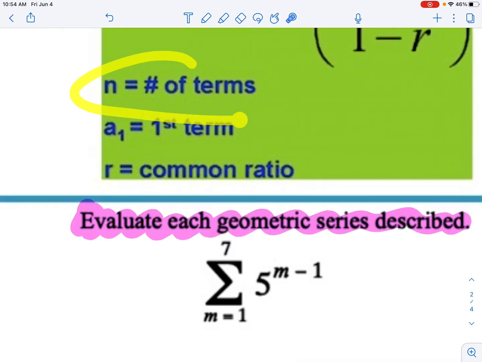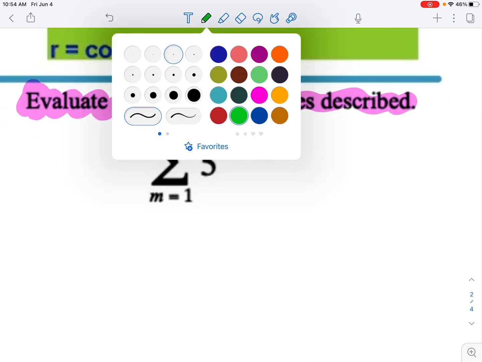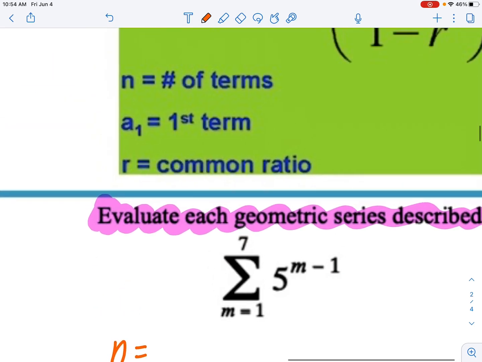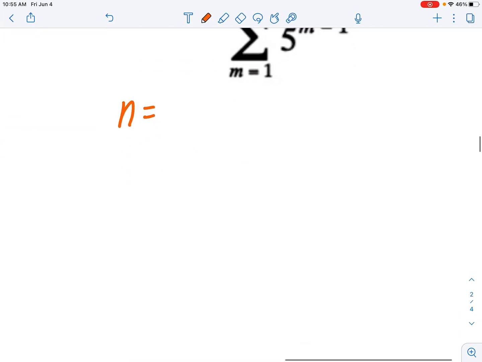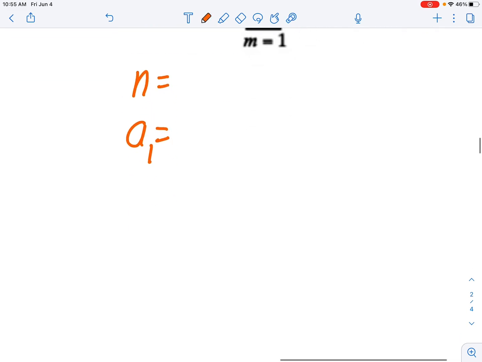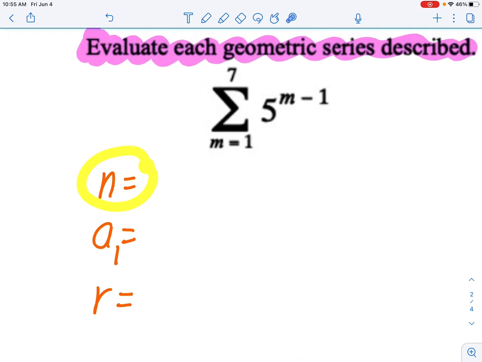So what do we need here? We need n, the number of terms. We need a1, the first term. And we need r, the common ratio. Let us find r. So n is the number of terms. Well, if we start at 1 and we end at 7, 1, 2, 3, 4, 5, 6, 7, that's 7 terms.